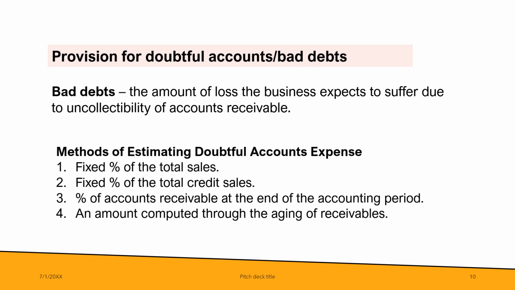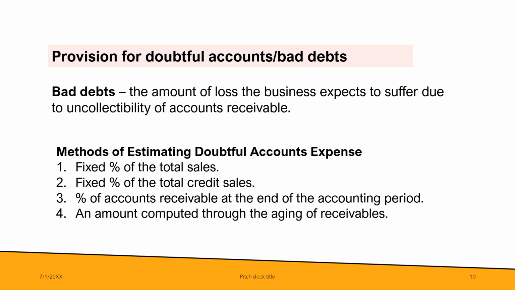There are four methods for estimating doubtful accounts expense. Number one is fixed percentage of the total sales. Number two, fixed percentage of the total credit sales. Number three, percentage of accounts receivable at the end of the accounting period. And number four, an amount computed through the aging of receivables. For number four, there is a table reflecting the aging of receivables, and that is not included in our discussion in today's session. So we'll only have number one, number two, and number three.